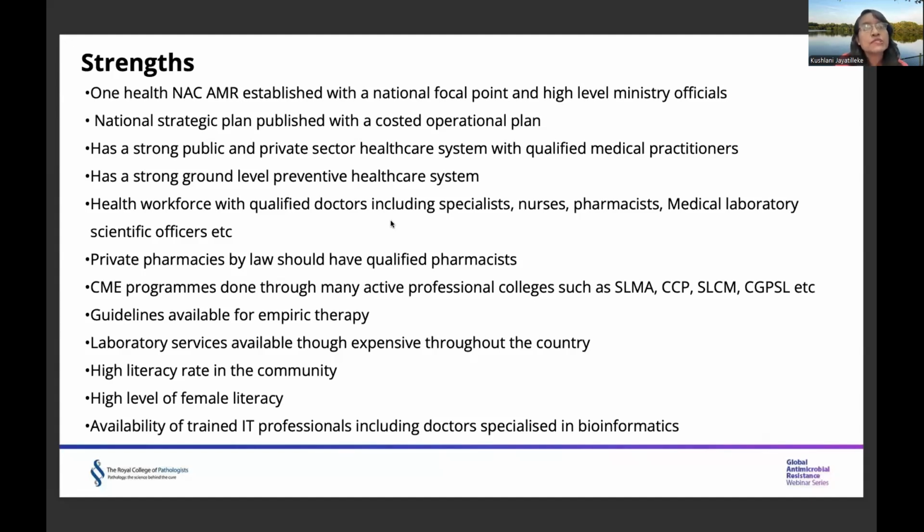And there are continuous medical education programs conducted by different professional colleges, such as the Sri Lanka Medical Association, Ceylon College of Physicians, Sri Lanka College of Microbiologists, and for the GPs as well. And guidelines are available for empiric therapy, and laboratory services are available, though they may not be very cheap, so they are expensive. But the high literacy rate in the community, and high literacy in females, I think, is a strong point. And trained IT professionals, including doctors specialized in bioinformatics, are now available.